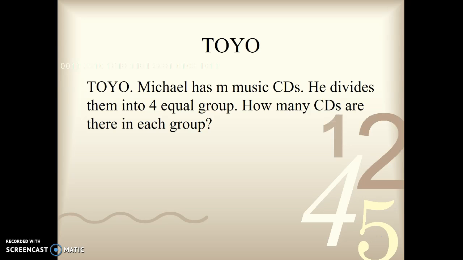Let's try one that's a little bit more fun. Okay, now Michael has M music CDs. Same problem, we just don't know how many CDs he has, right? He divides them into 4 equal groups this time. How many CDs are there in each group? This is almost the same problem. We just don't know what the total is. The total is M. So we're going to divide again, and we're going to divide M by 4. We don't want to forget our labels. So we've got M divided by 4 CDs.